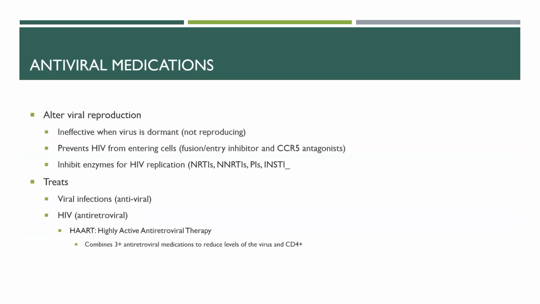Antiviral medications alter viral reproduction. Because it alters viral reproduction, when a virus is dormant and not reproducing, these medications may be ineffective. It can also prevent HIV from entering certain cells, and we'll talk about the HIV antiretroviral medications, but the specific categories of those that prevent the HIV from entering cell walls include the fusion and entry inhibitors, as well as the CCR5 antagonist. It can also inhibit enzymes that are used for HIV replication, and that would include our NRTIs, our NNRTIs, our PIs, and our INSTIs.